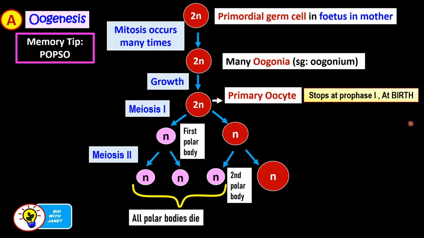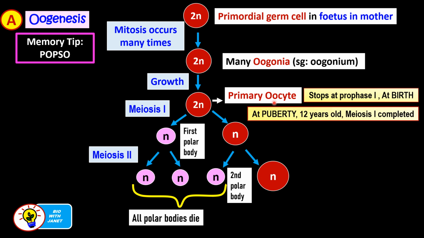So at birth, a baby girl has millions of these primary oocytes that remain dormant or inactive in the prophase 1 stage of meiosis 1. Then from birth through to infant stage and childhood stage, and then to puberty, during this time the number of oocytes decreases, all right? So the number of oocytes decreases from birth to puberty.